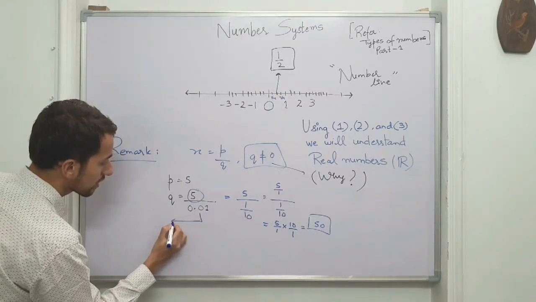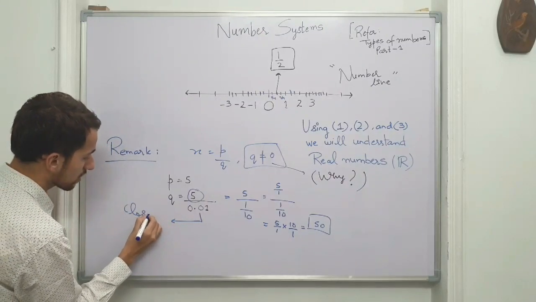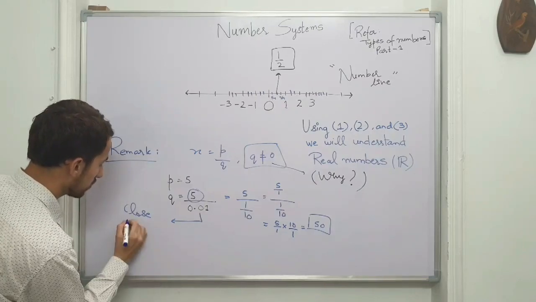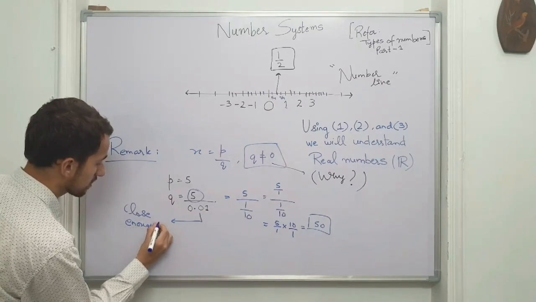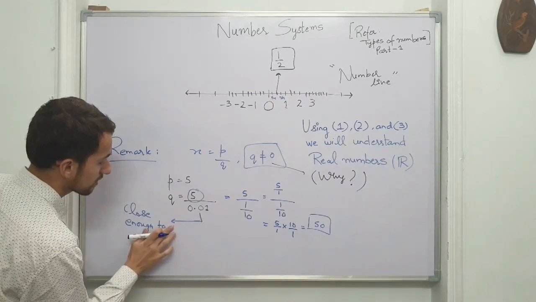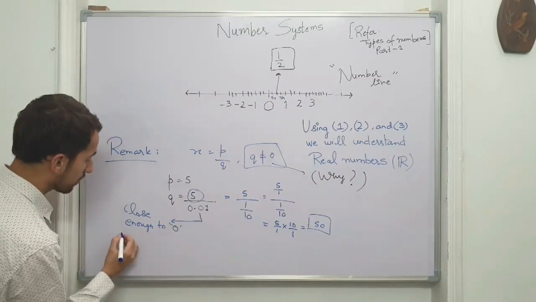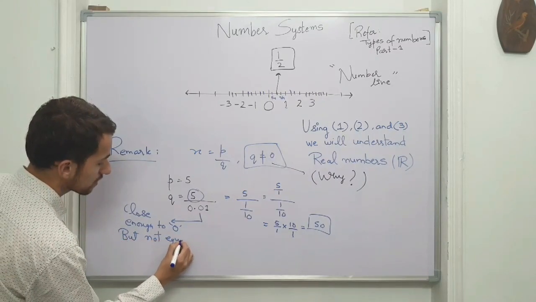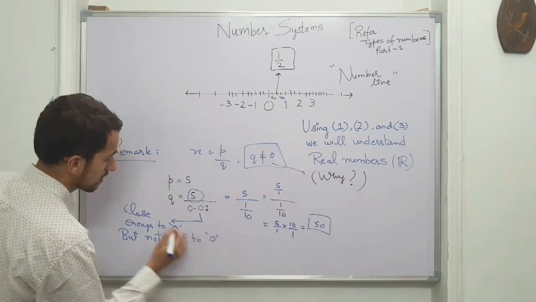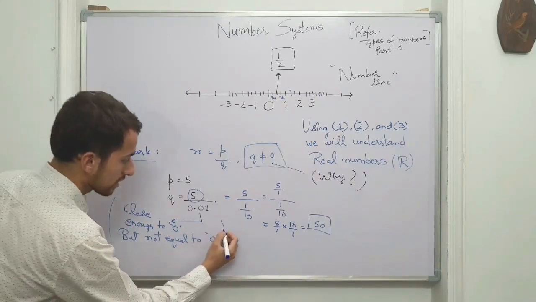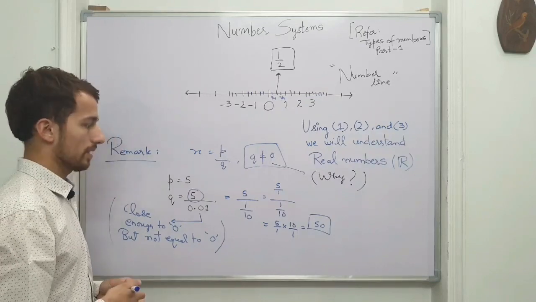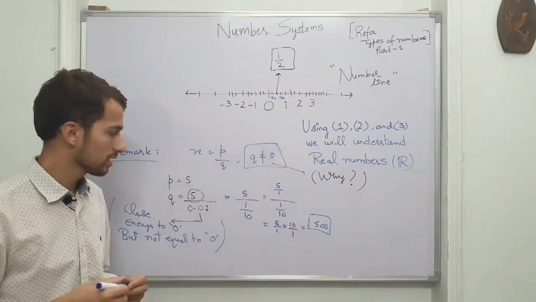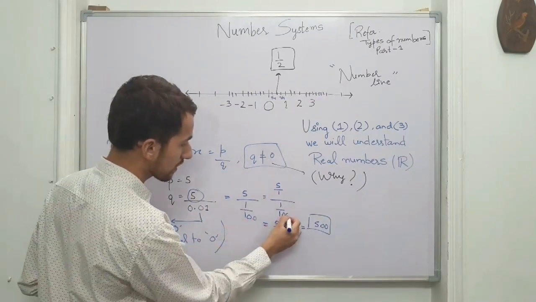Observe. This is close enough to the number 0 but not equal to 0. Fine. The reason, if now in this case you will solve, the answer will come out to be 500. This will be 1 by 100, 20 will come extra.